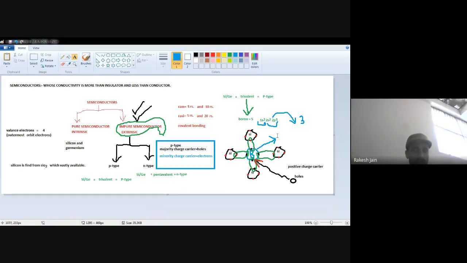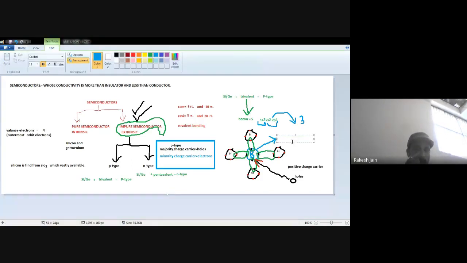Why? Because on the fourth side it is tightly bound by a covalent bond with silicon, so it cannot move. And the thing which cannot move is known as an immobile ion. So a p-type semiconductor consists of immobile ions. Which kind of immobile ion?